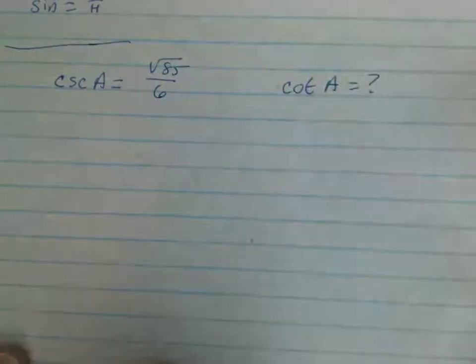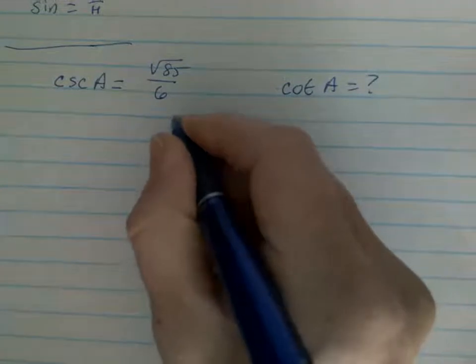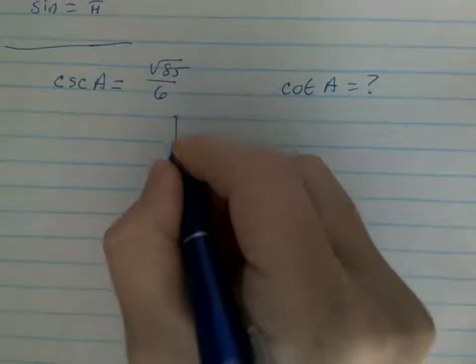I don't know why she's whining. I honestly don't know. So again, start by drawing your right triangle.